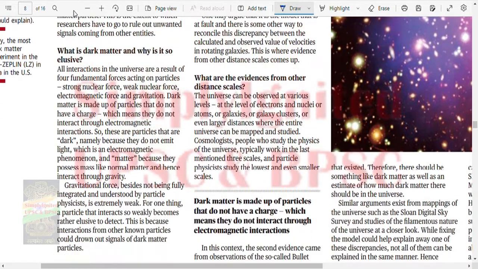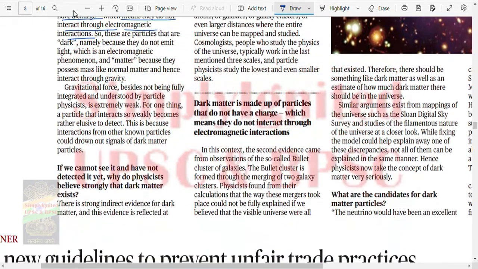So what is this dark matter and why is it so elusive? All the interactions in the universe are a result of four fundamental forces acting on particles: strong nuclear, weak nuclear, electromagnetic, and gravitation. Dark matter is made up of particles that do not have a charge, which means they do not interact through the electromagnetic interaction. So they are particles that are dark, namely because they do not emit light, which is an electromagnetic phenomenon, and matter because they possess mass like normal matter and hence interact through gravity.